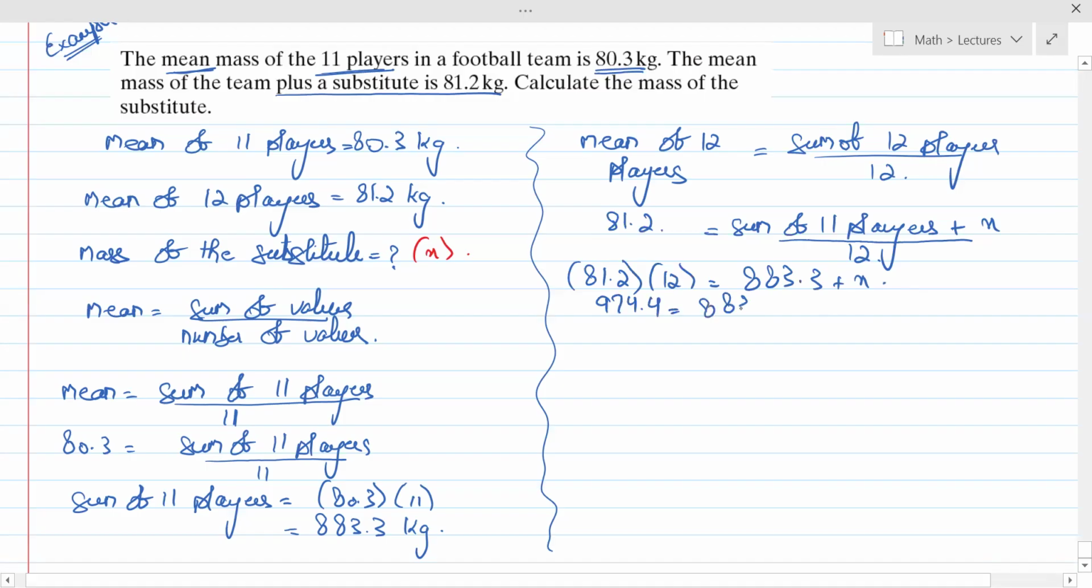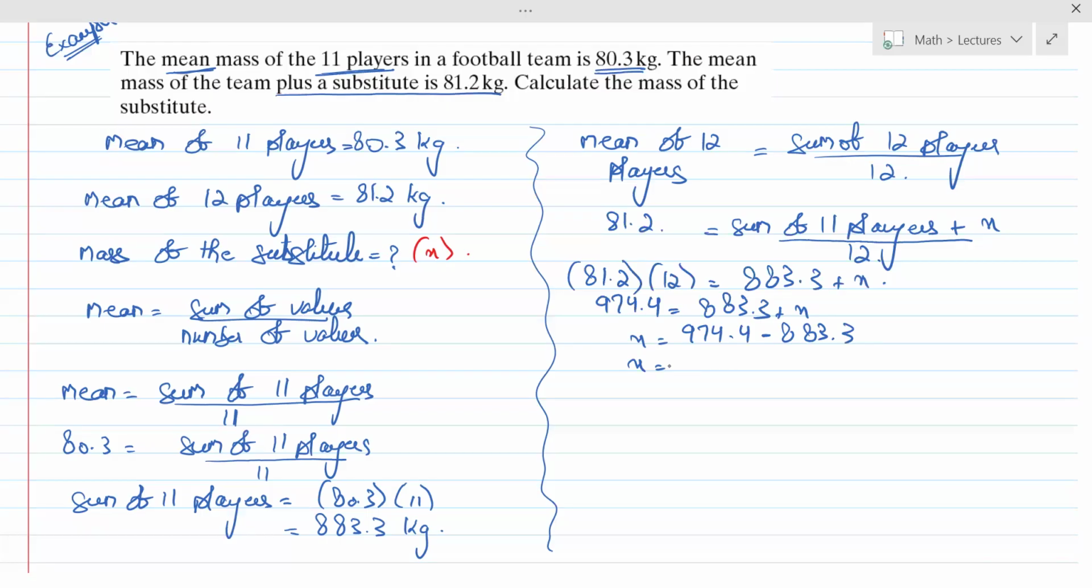974.4 is equal to 883.3 plus x. Finally, x would be equal to 974.4 minus 883.3. So x, which is representing the mass of the 12th player, would be 974.4 minus 883.3, and that would give us 91.1 kg. This ends the question here.